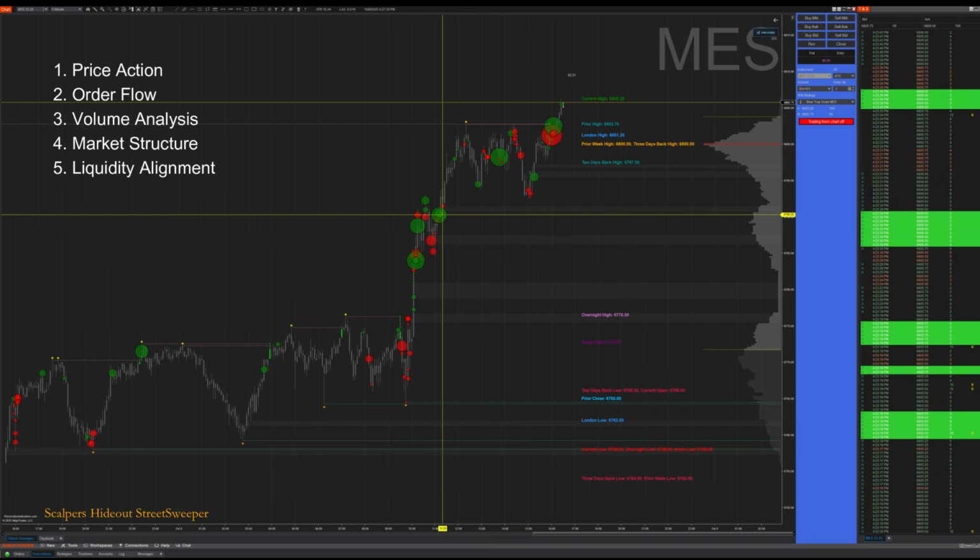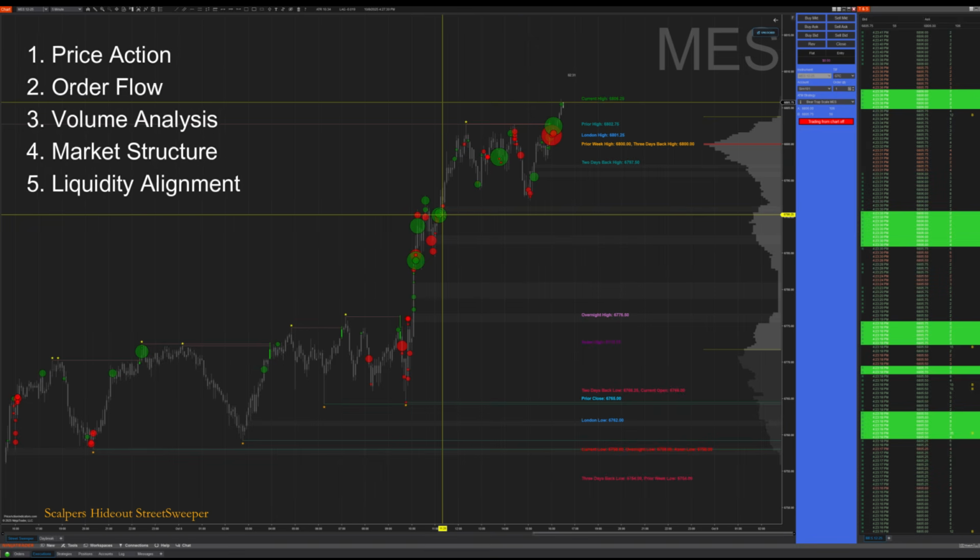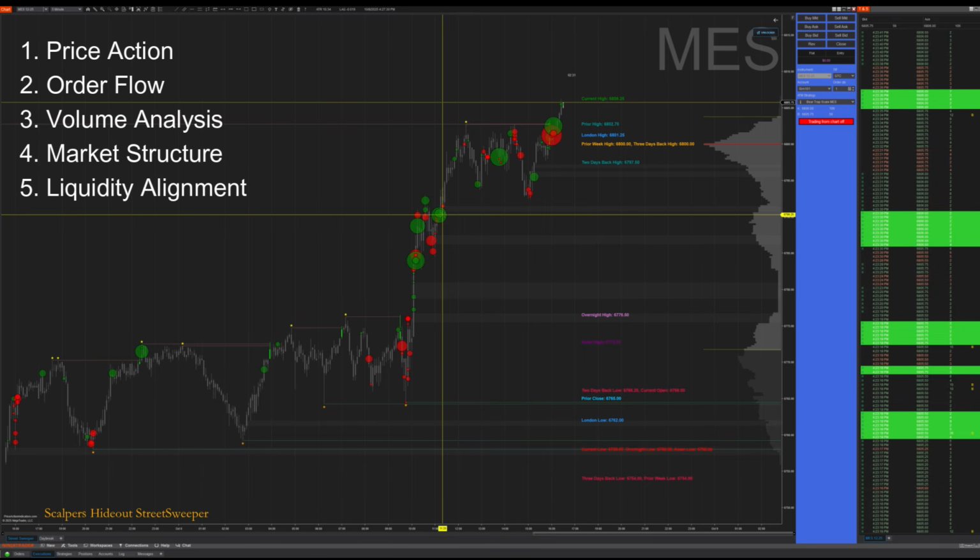All right, so as I said, StreetSweeper combines 5 different distinct trading modalities into one indicator. We are taking the best parts of price action, order flow, volume analysis, major market structure, and liquidity alignment into account when we do our calculations in this indicator. And the very first thing we'll take a look at here is the price action part of this.